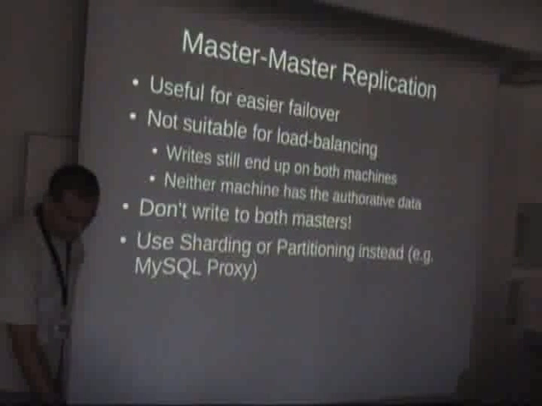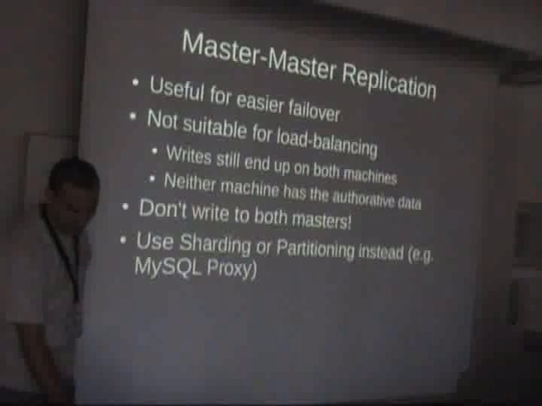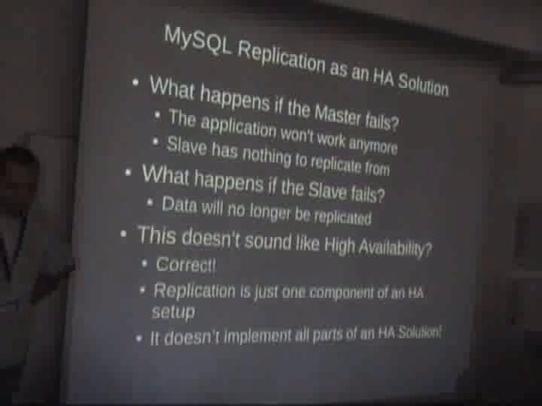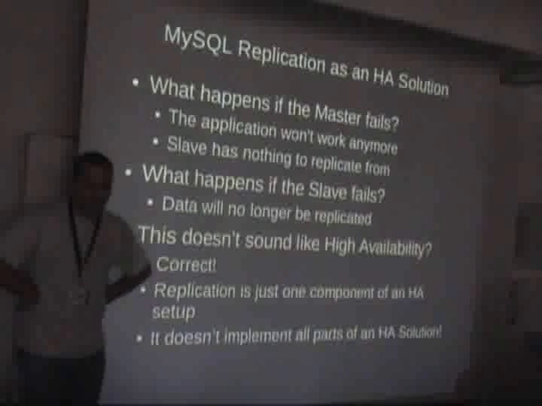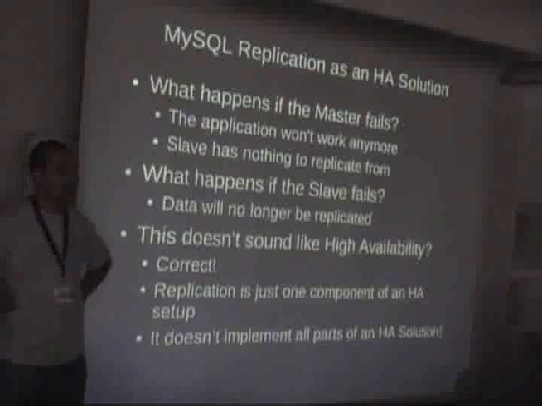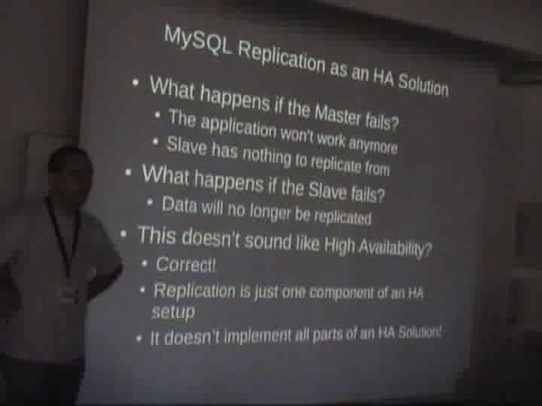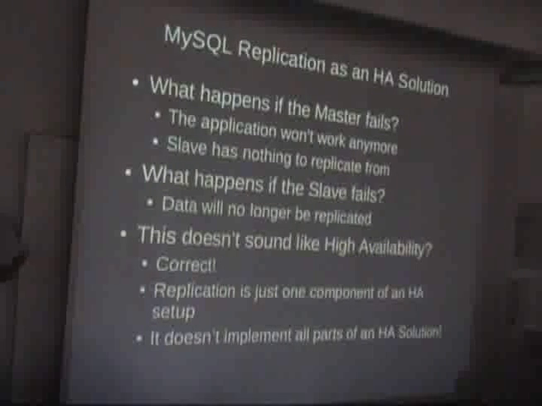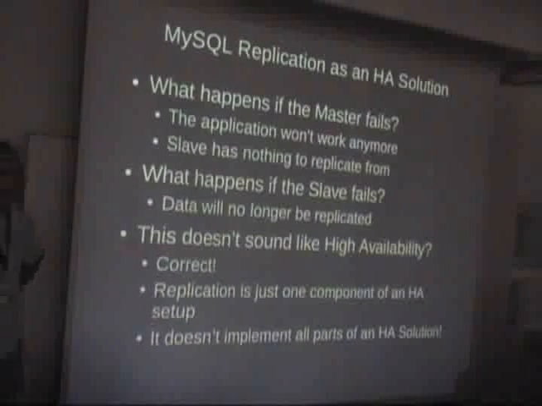So, looking at MySQL replication from an HA perspective. What happens if the master fails? Well, your application likely doesn't work anymore because the master is down and it can't connect to it. And the slave simply stops replicating because the master isn't there anymore. What happens if your slave fails? Well, replication just stops. Your master still continues to work, your application is fine, but you don't have an up-to-date copy on your slave anymore because it has stopped replicating. So that's not HA in any way.